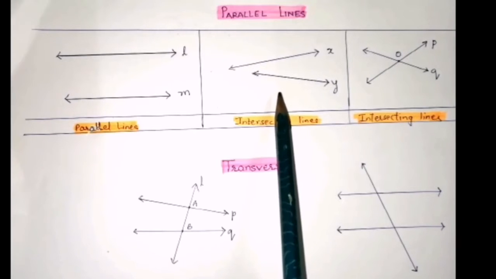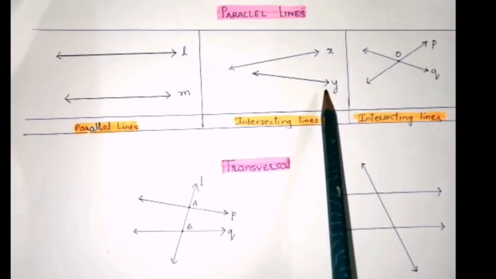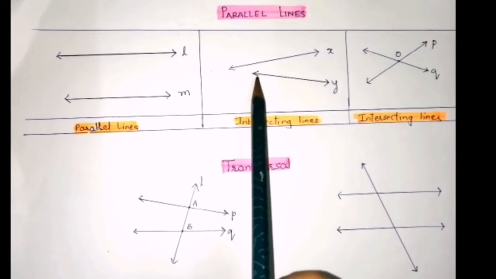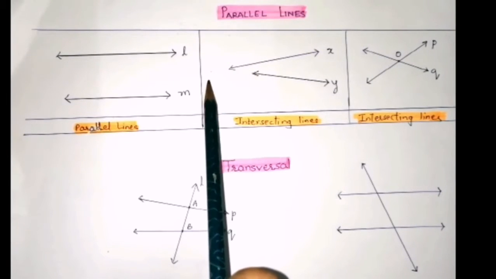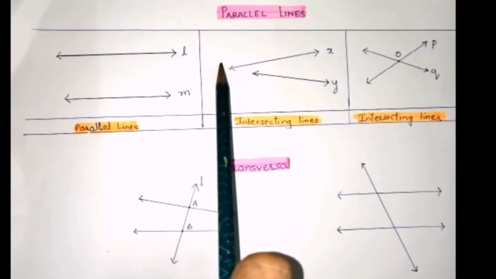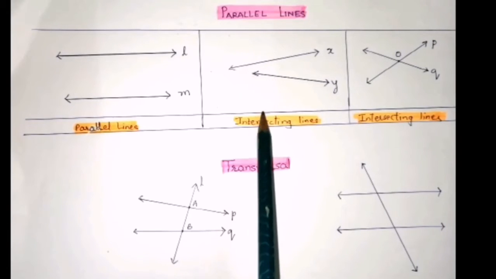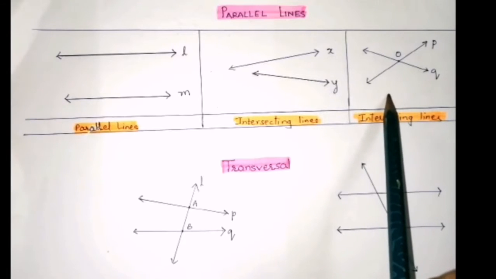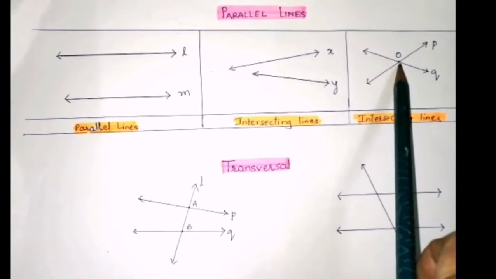Now look at this figure. Here line X and line Y do not seem to be intersecting. But if we extend these two lines to this side, they will intersect each other. So these two lines are not parallel lines, they are intersecting lines. In the same way, in this figure, line P and line Q are intersecting each other at point O.